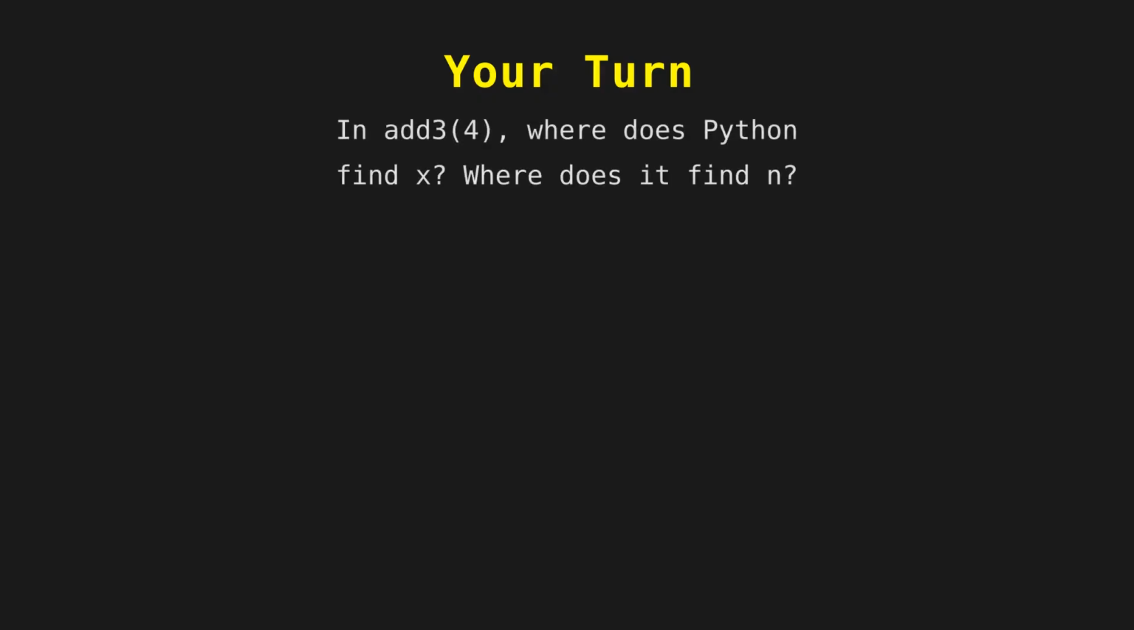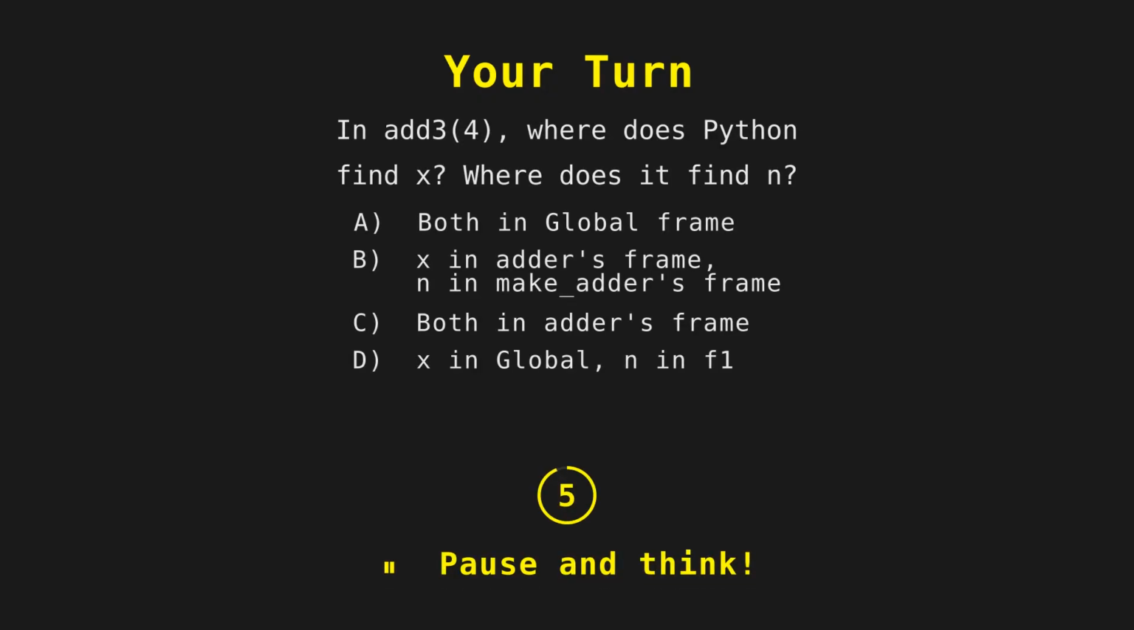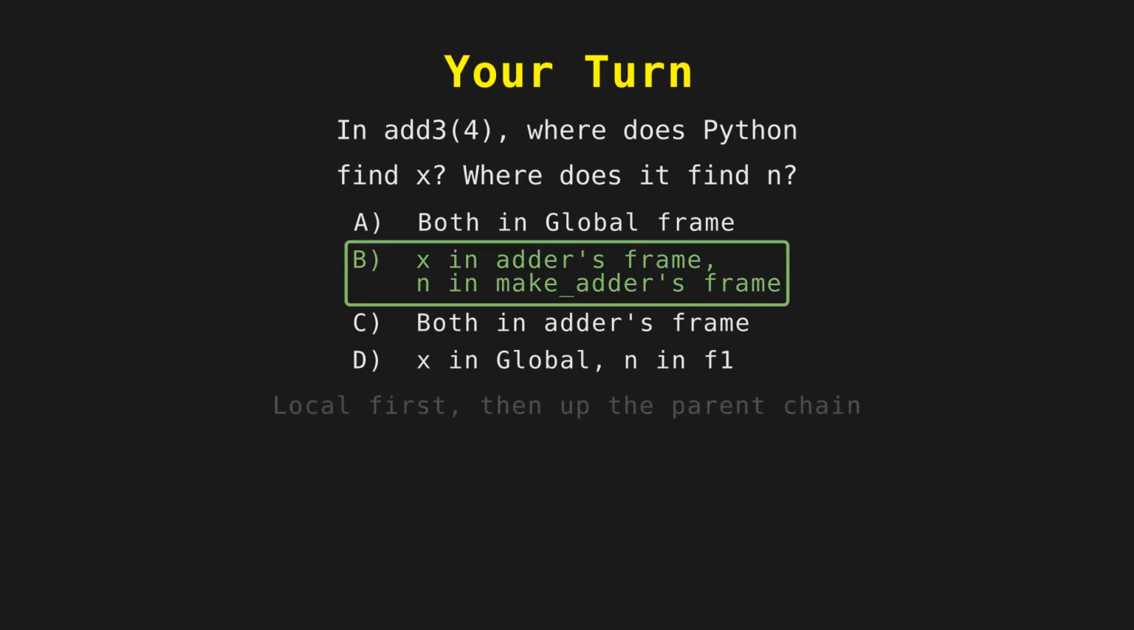Your turn. In add3 of 4, which frame does Python find x in, and which frame does it find n in? Pause and think. X is in the local frame, adder's frame. N is in make adder's frame, found by following the parent pointer. Local first, then up the chain.